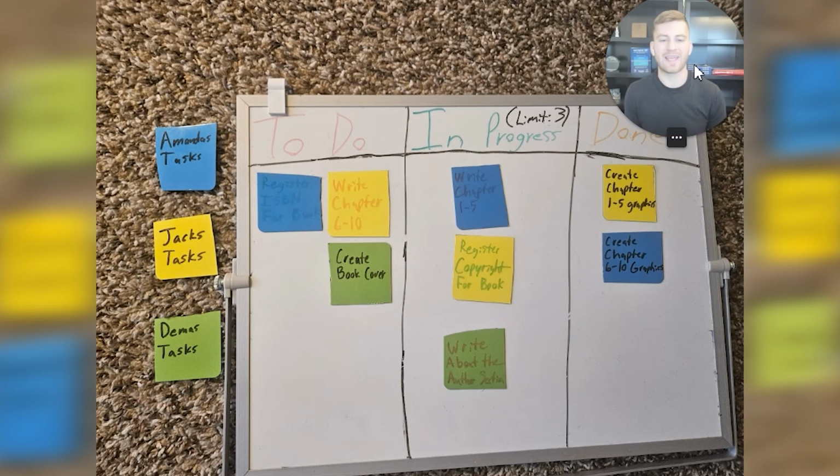I also wanted to show you a more advanced example of a physical Kanban board that I made here. So very similar, we have the exact same tasks, and the exact same assignment of who the tasks belong to based off of the color of the actual magnet.